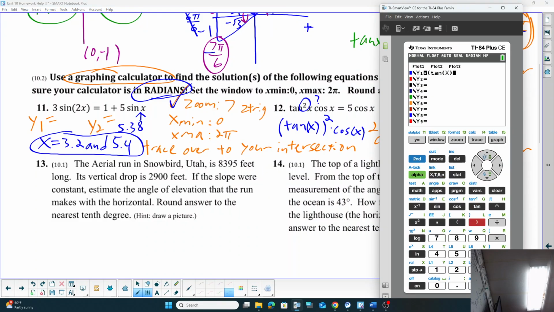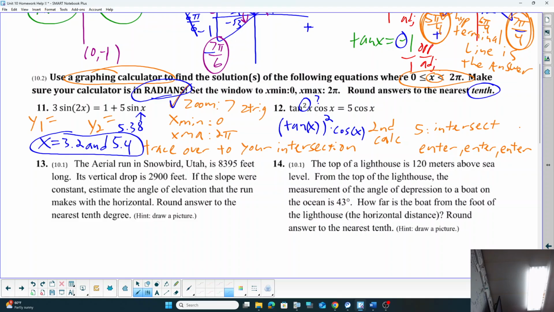So tangent of x, all squared. There you go. Times cosine of x. Cool. And that's going to be our first equation, y1. And then this one right here will be your y2 equals 5 cosine of x.